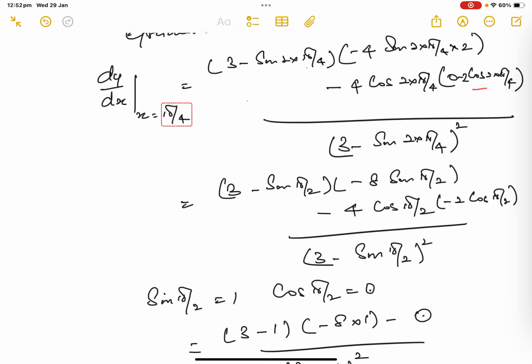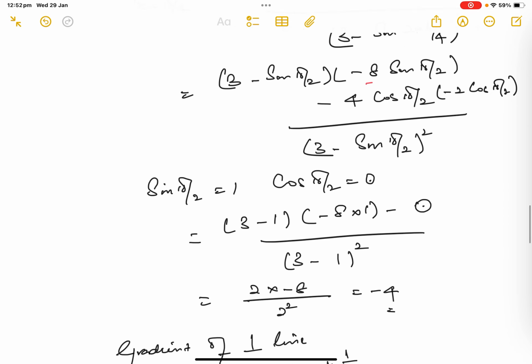So 2 times π/4 is π/2. I'll write it down first. So 3 minus sin π/2, and 2 times 4 with the minus sign is minus 8. Minus 8 sin π/2, minus 4 cos π/2 times the bracket with 0, so ignore the 0, minus 2 cos π/2, divided by (3 minus sin π/2) squared.